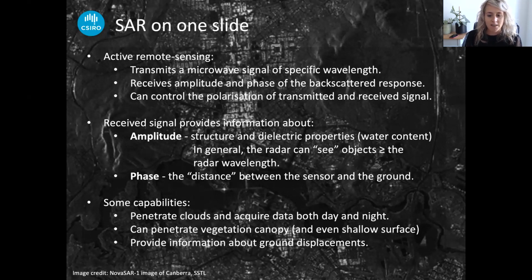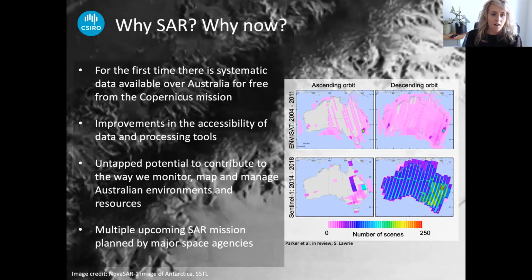Some key capabilities of SAR sensors that are different to optical remote sensing are that it provides penetration through clouds and smoke. And because we're not relying on the illumination of the sun, we can acquire data both day and night. SAR can also penetrate the vegetation canopy to a degree that's dependent upon the wavelength. It can also provide information about ground displacements through this phase component, because the phase of the return signal is dependent upon the distance between the sensor and the ground. And I think the speakers following on from me are going to talk to you about that in a bit more detail. So why SAR and why now?